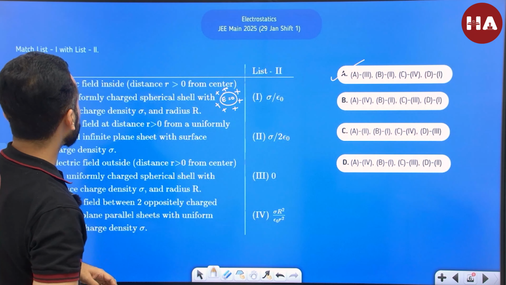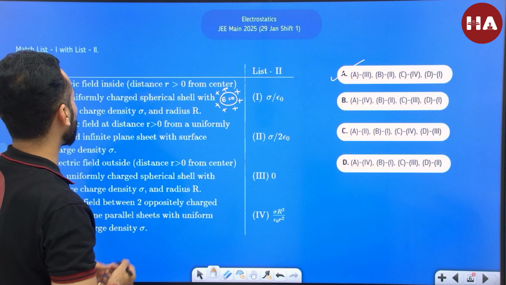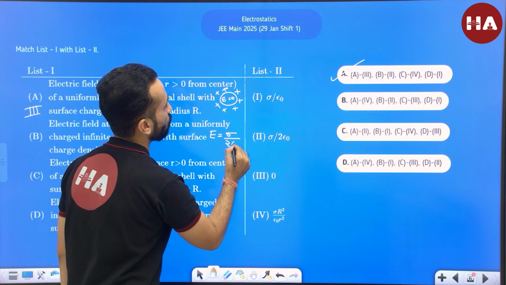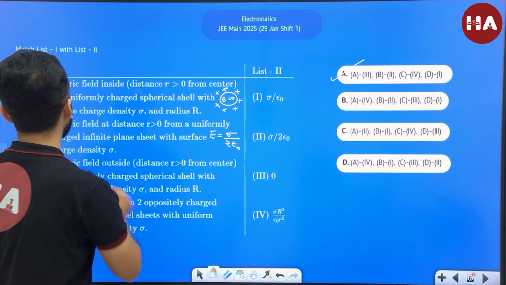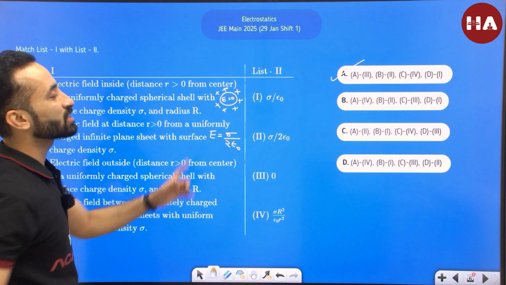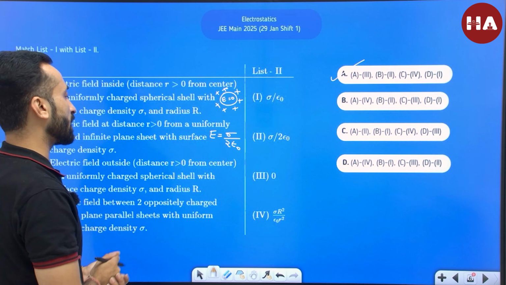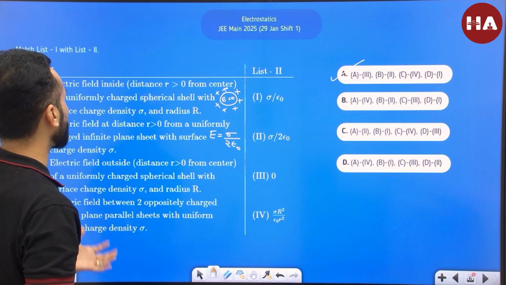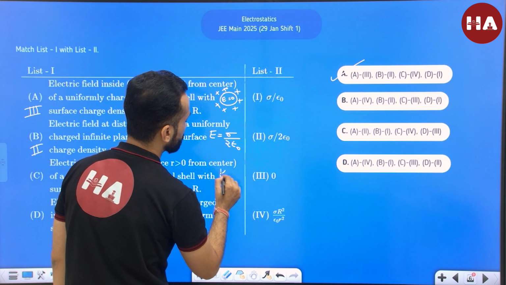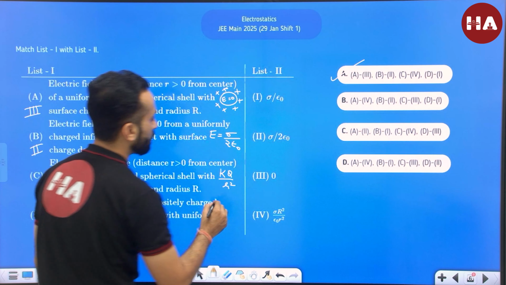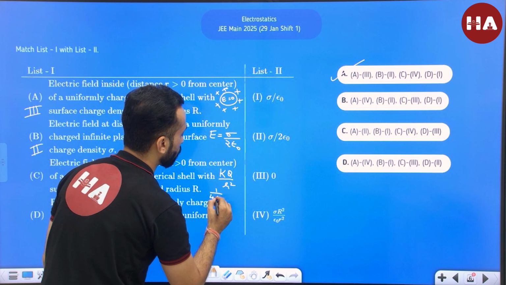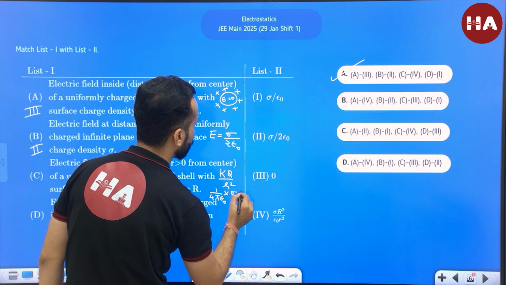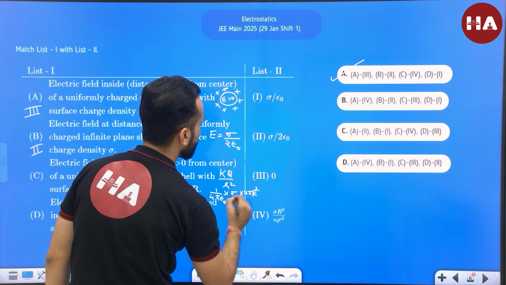Now B, electric field at a distance r greater than 0 from a uniformly charged infinite sheet. We have just talked about that. So electric field is sigma over 2 epsilon naught, my dear students. So the correct answer with B is going to be 2, is going to be the perfect match, which is in option A. Now third, C option, electric field outside a uniformly charged spherical shell. So we do understand outside it is kq by r square, and if we can write k as 1 over 4 pi epsilon naught, and instead of q we will write sigma into 4 pi r square divided by r square.